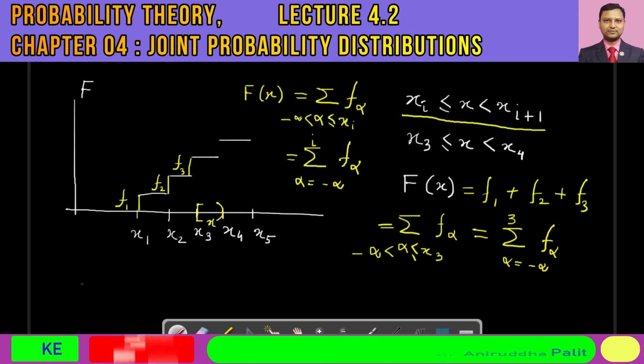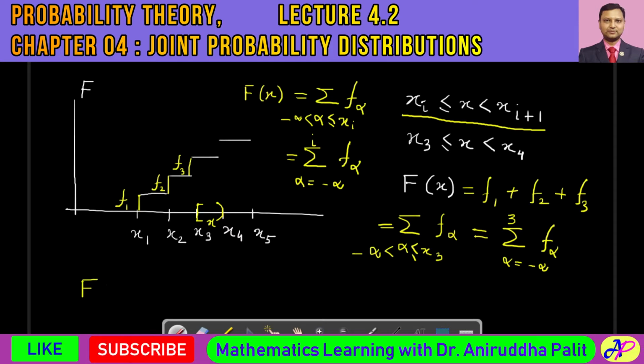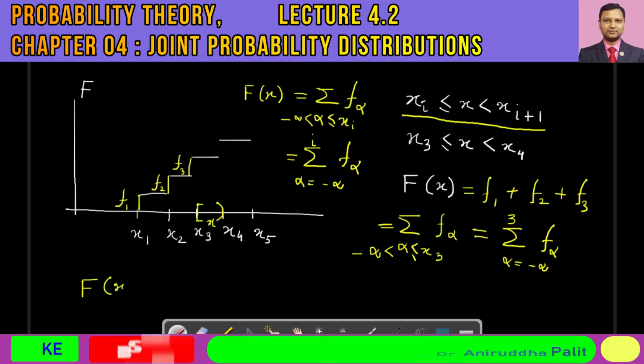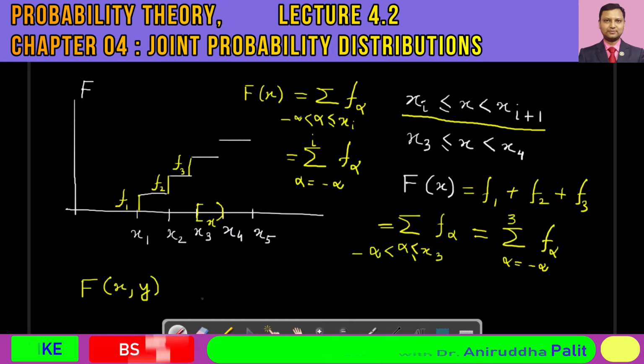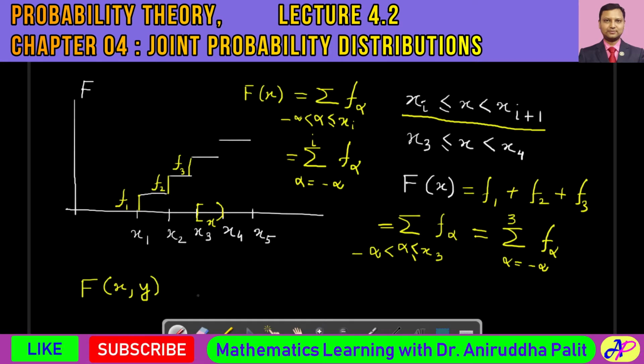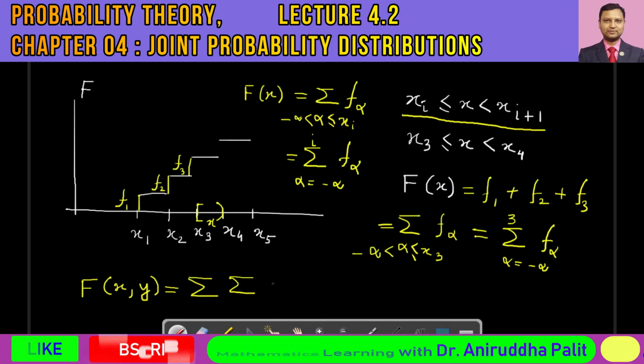What is the definition? The definition says that this f of x comma y, over here now we shall have two real variables x and y. So these are actually the values of the random variables capital X and capital Y. So over here in case of discrete distribution, the distribution function will have two summations. One is summation over one index, maybe alpha, and the second one may be the index beta. So we shall write the mass function as f alpha beta.